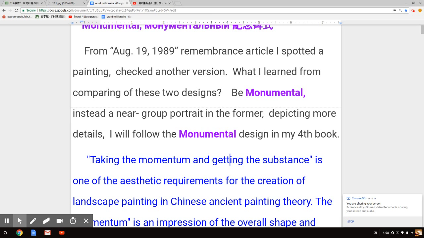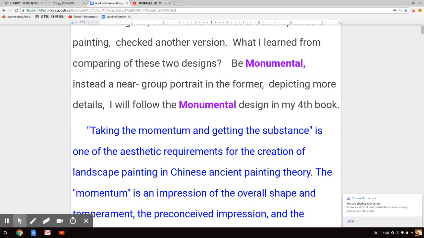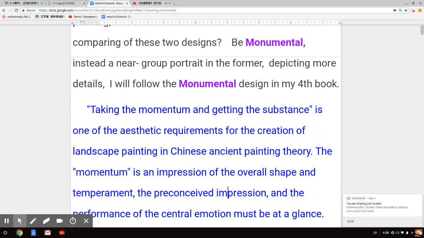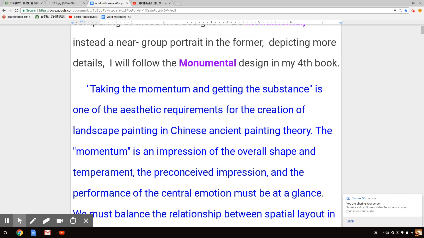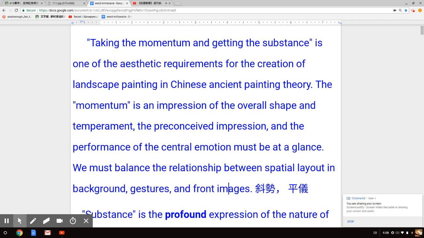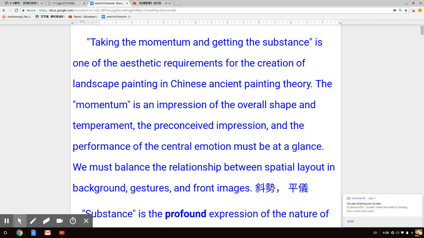Taking the momentum and getting the substance is one of the aesthetic requirements for the creation of landscape painting in Chinese ancient painting theory. The momentum is an impression of overall shape and temperament; the preconceived impression and the performance of the central emotion must be seen at a glance. We must balance the relationship between spatial layout in background, gesture, and front images.